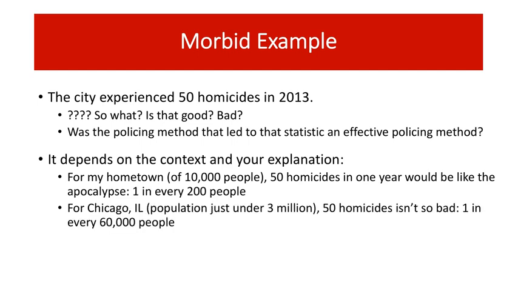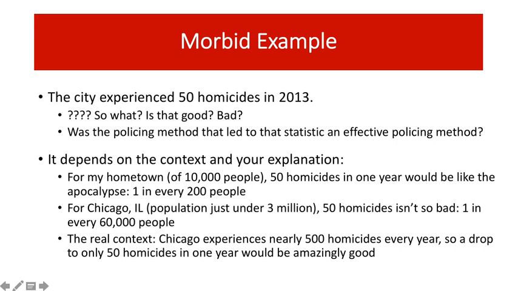But if you live in Chicago, Illinois, which has a population of around 3 million people, 50 homicides isn't that bad. Yes, I know all homicides are bad, right? But then we're talking about 1 in every 60,000 people being affected. So the real context is that Chicago experiences nearly 500 homicides every year or more, depending on the year. So a drop to only 50 homicides in 1 year would be amazingly good. And if Chicago experienced something like that, whatever they did, whatever they changed, every other city in the US would want to copy them because that is so amazingly good.